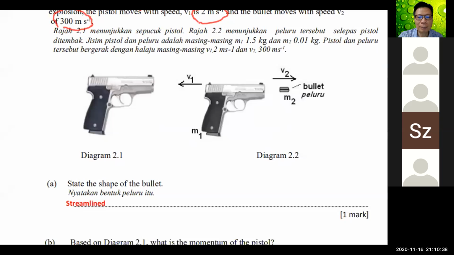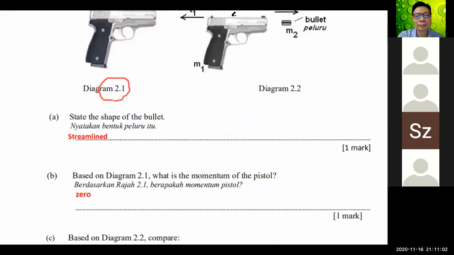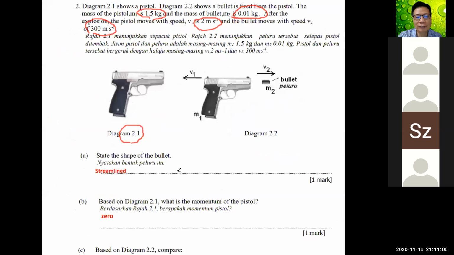What is the momentum of the pistol? Diagram 2.1 here. Nothing happened. So when nothing happened, what is the momentum? Yongzi said zero. Yes, you are right. Zero, because there is no movement, nothing is moved, so it's zero.